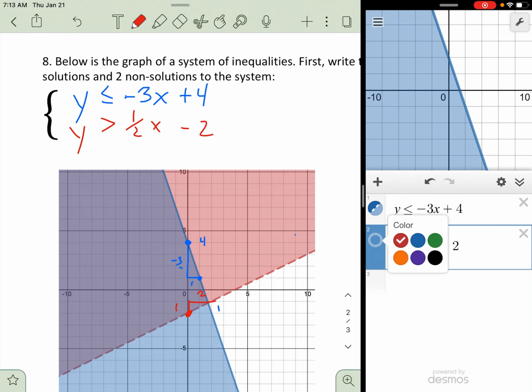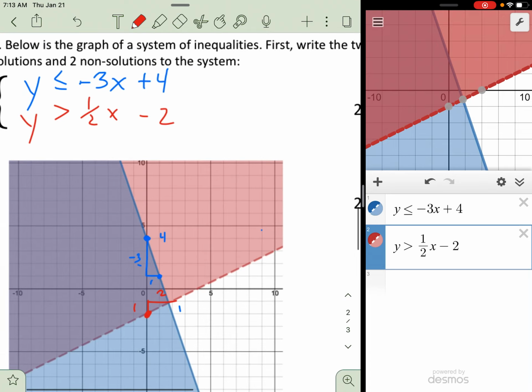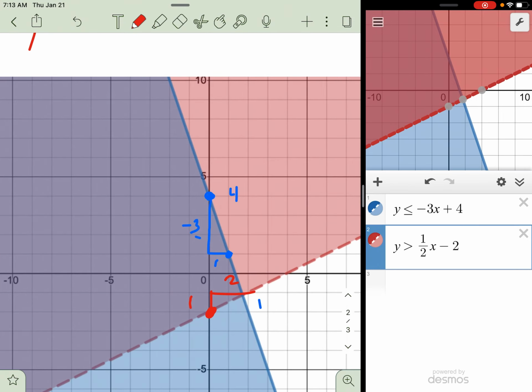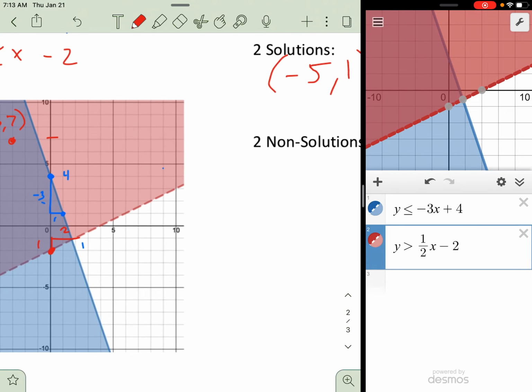And let me change the colors here so that they look the same. There we go. Does that look the same? Sure does. Perfect. Okay, so where are two solutions to this graph? All right, well, the solutions are in the double shaded region, which is over here. So you can pick any two numbers. So I'm going to pick right here, which is negative 5, comma 1, and somewhere up here, which is negative 3, comma 7. Okay, so there's two solutions for me, negative 5, comma 1, and negative 3, comma 7.